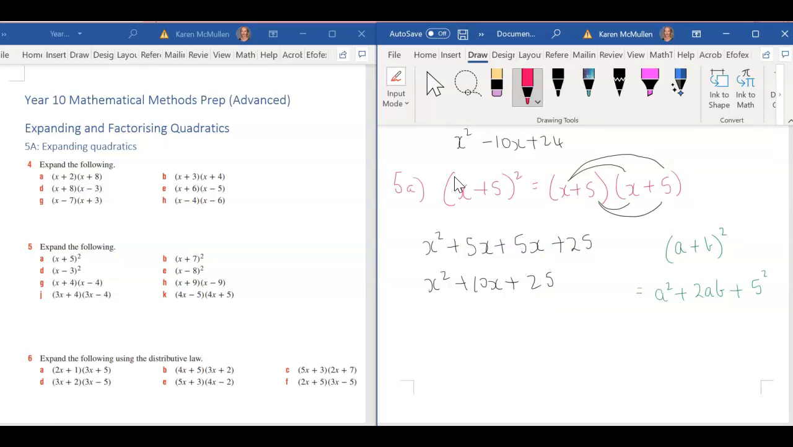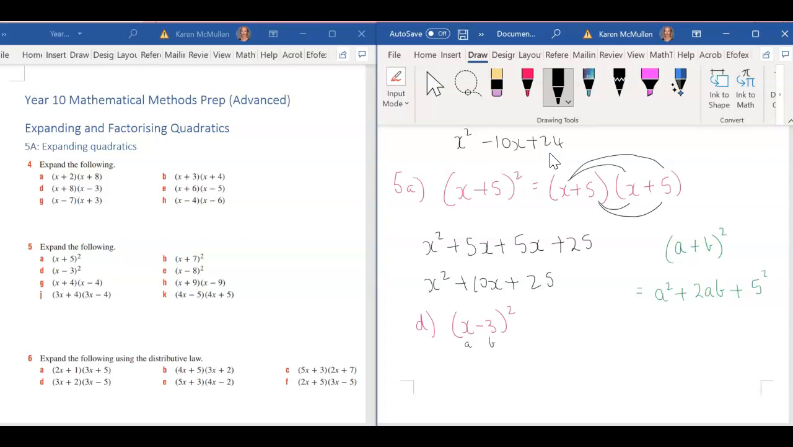Let's do D. So (x − 3) squared. In this question, this is kind of like your a and negative 3 is your b. Eventually you'll be expanding in your head, all right? So you'll always know to add these two middle terms and you'd go straight to the 10x. When you've got a perfect square like this one here, it's just 2 times a times b.